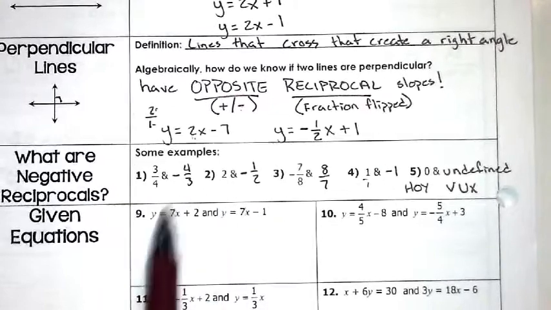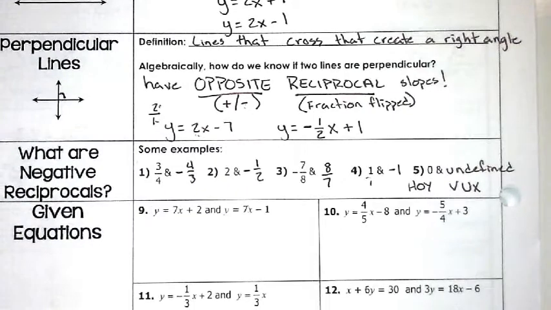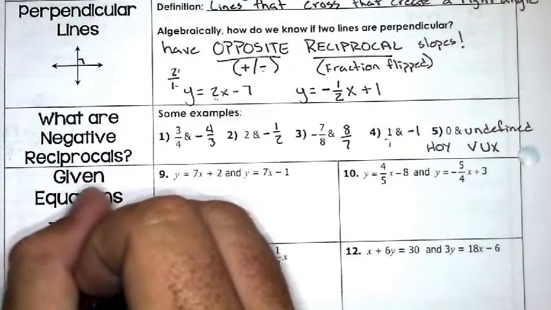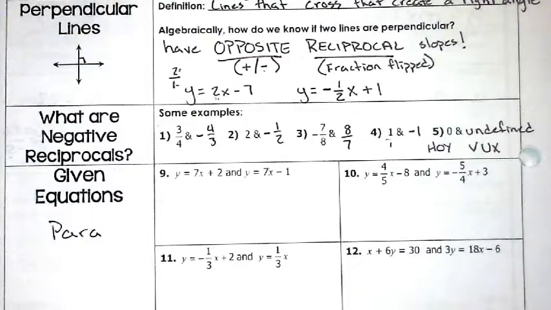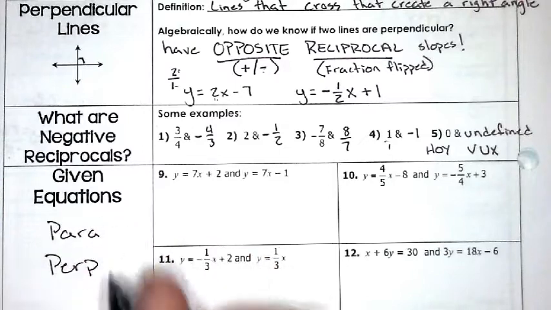In questions 9 through 16, we need to identify if the slopes are parallel, perpendicular, or neither. Now, we can abbreviate. That's our abbreviation for parallel. That's our abbreviation for perpendicular.